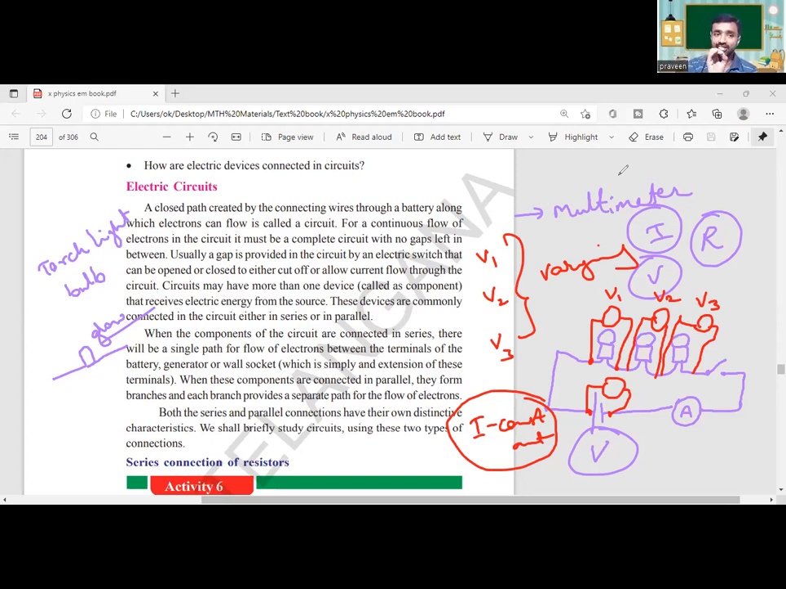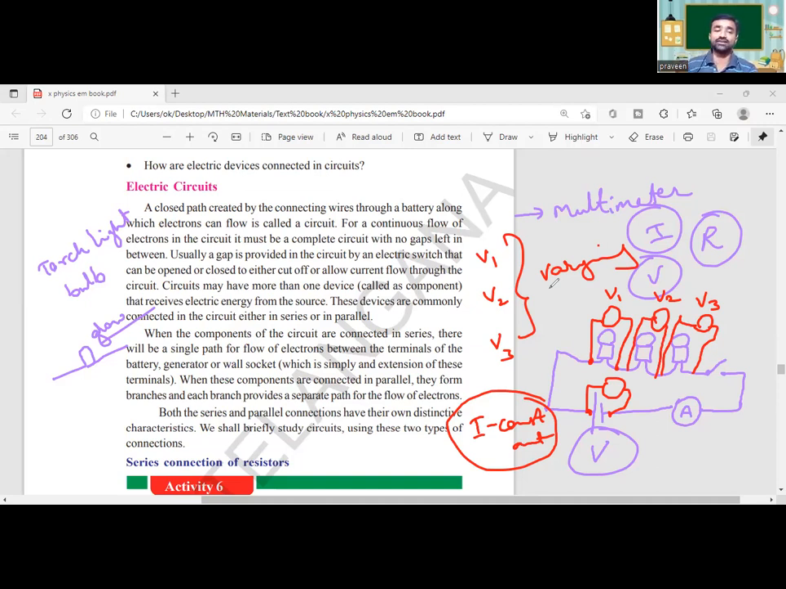Why are bulbs here? Bulbs are nothing but resistors. How can you decide, sir, that it is a resistor? Resistance is what? Obstructing the charges. So the bulb filament can obstruct electrons passing through it, right? Electron flow is obstructed through the filament of the bulb. So that's why it can glow.